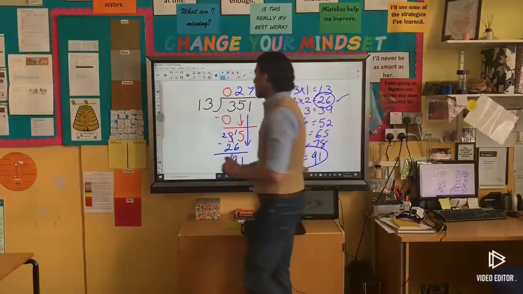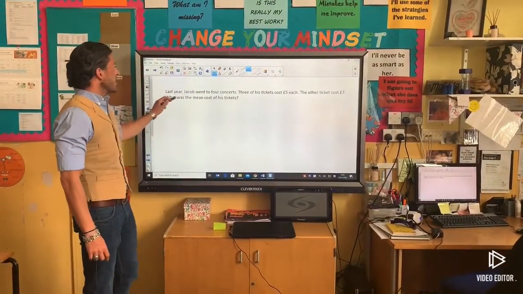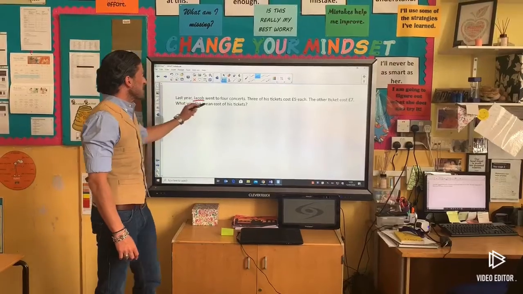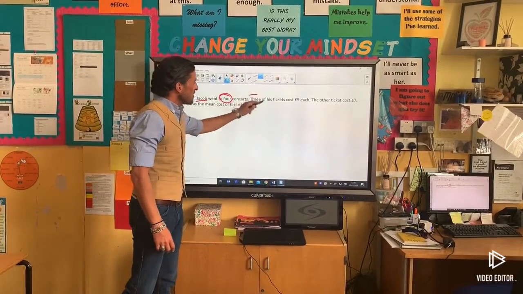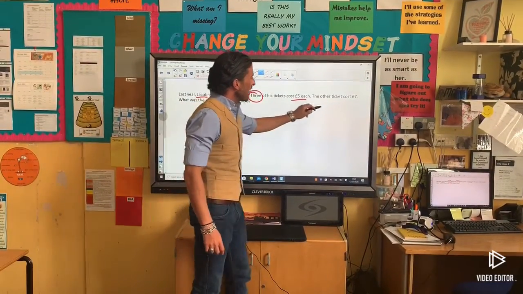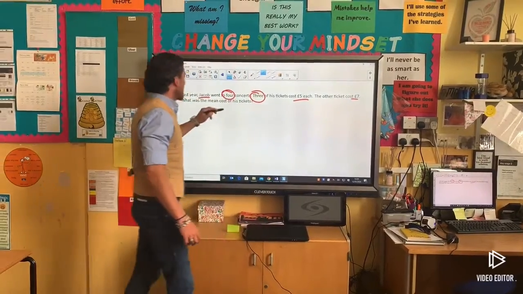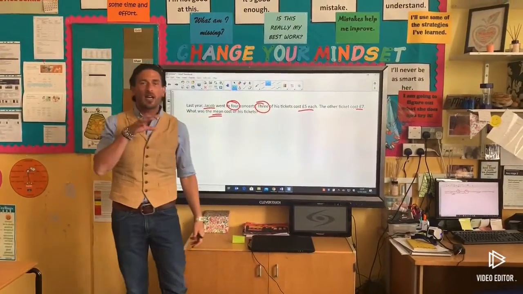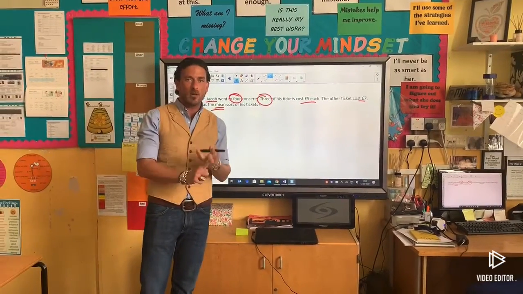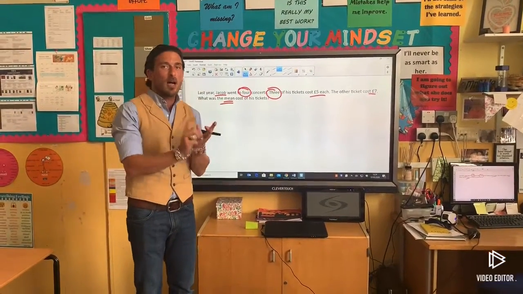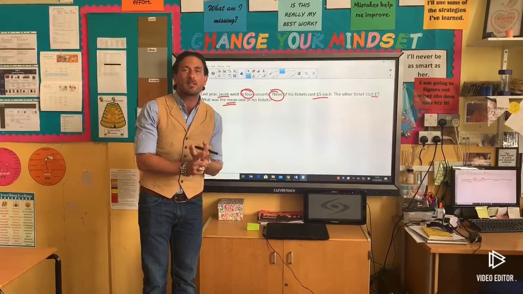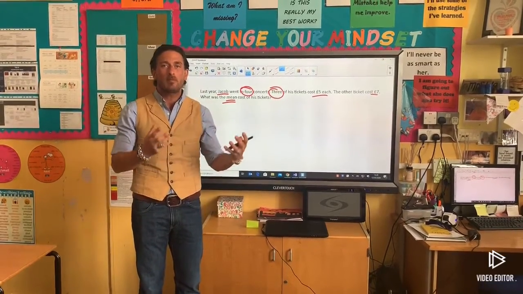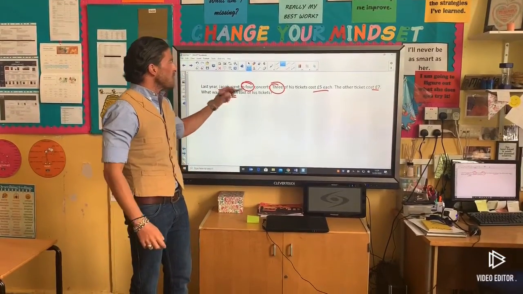Right. So last year Jacob went to 4 concerts. 3 of his tickets were £5 each. The other one cost £7. Now we have to work out the mean cost of the tickets. Mean is a way of calculating an average, and we've got mean, median and mode. Median is the middle one, mode is the most frequent, and mean is the mean one to calculate in the sense that it's a bit of a pain, where we have to do a little bit more work.